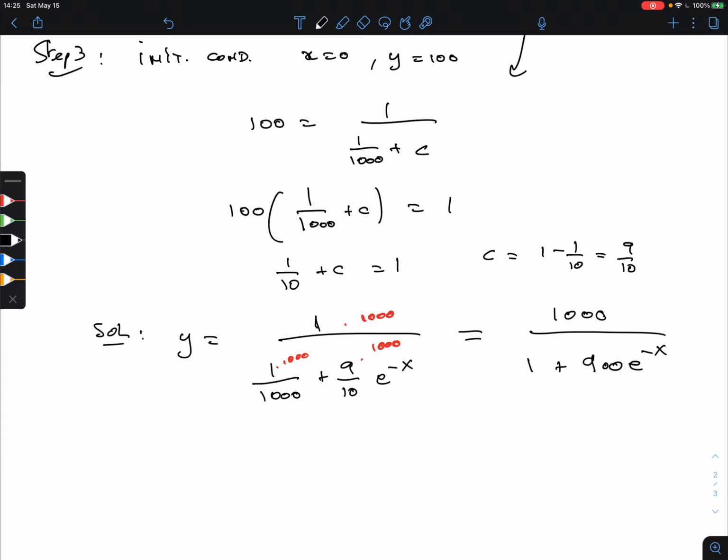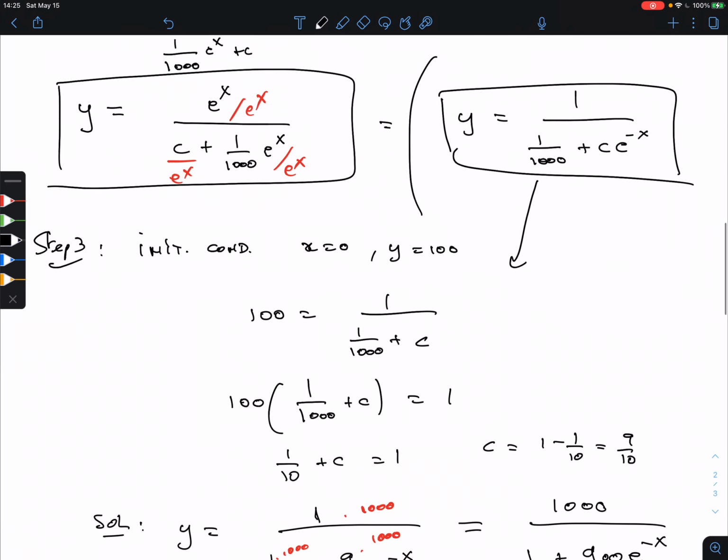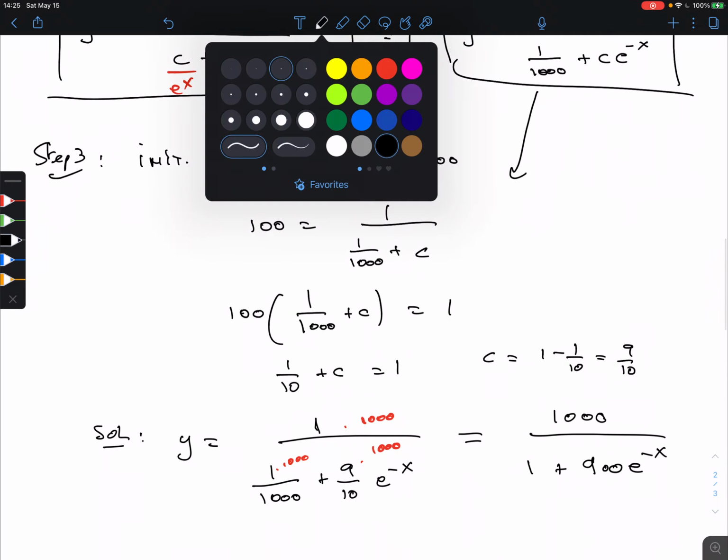No, there's something wrong here. What did I do wrong? Okay, I'm sorry, I got a little bit lost here in the calculation. Oh, 100C here. Okay, I forgot to multiply here with C.